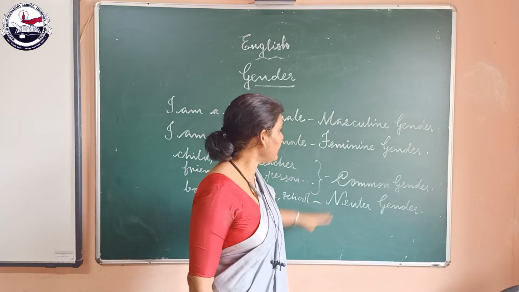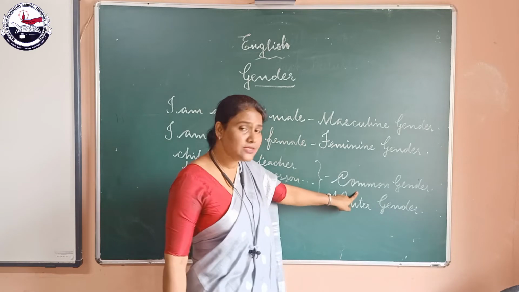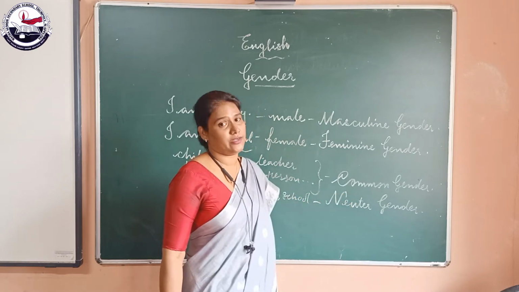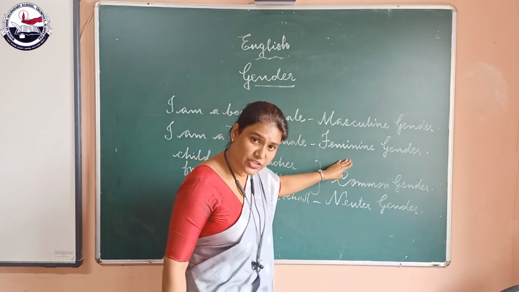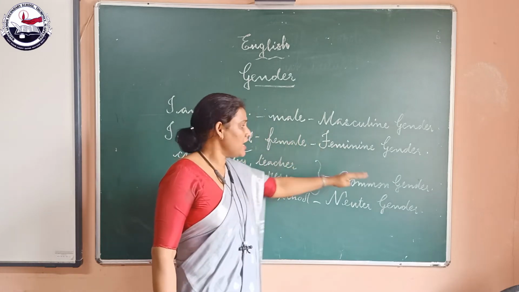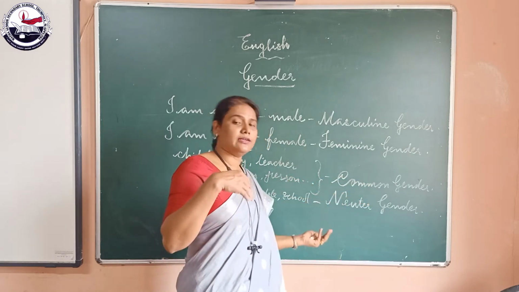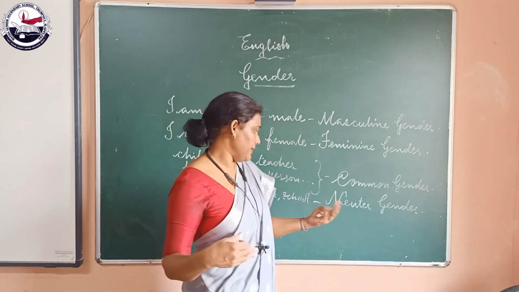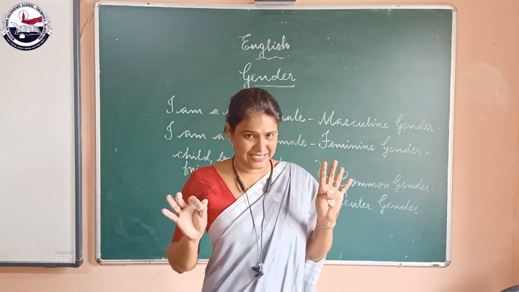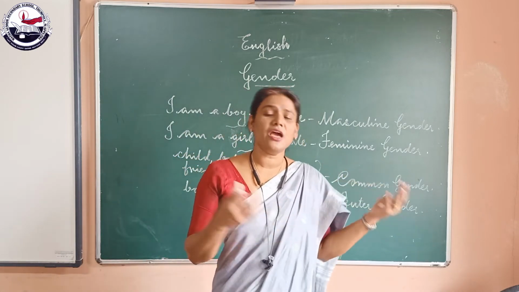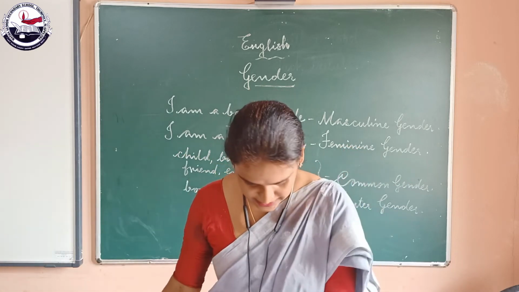Clear, all of you? So which are they? Masculine gender, feminine gender, common gender and neuter gender. Masculine gender denotes male, feminine gender denotes female, common gender is either boy or girl, either male or female. And last one, neuter gender, that means all non-living things. It is neither male nor female. Cleared? Okay, now we will do some exercises.